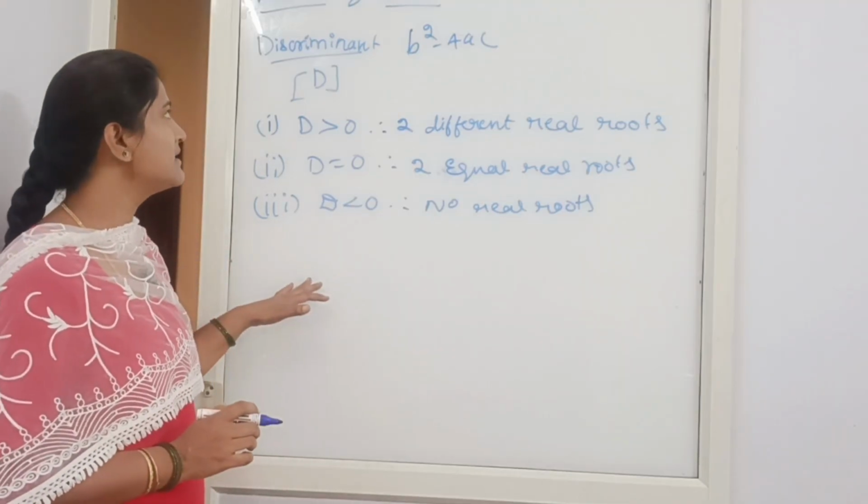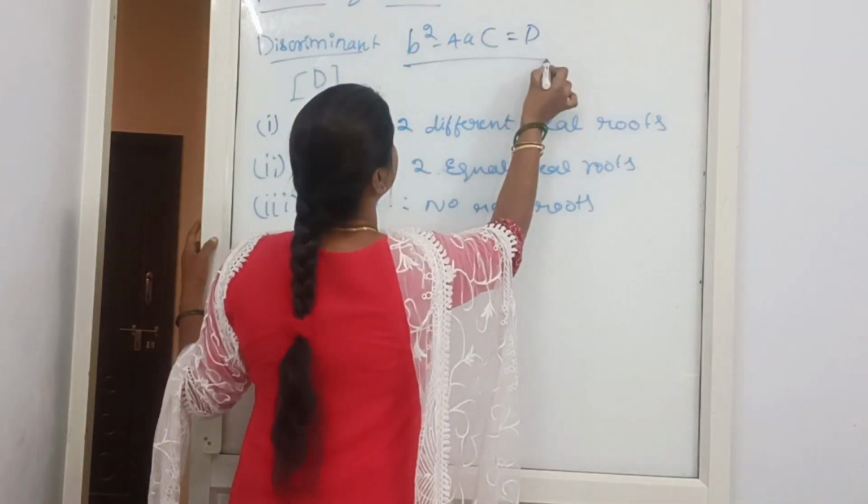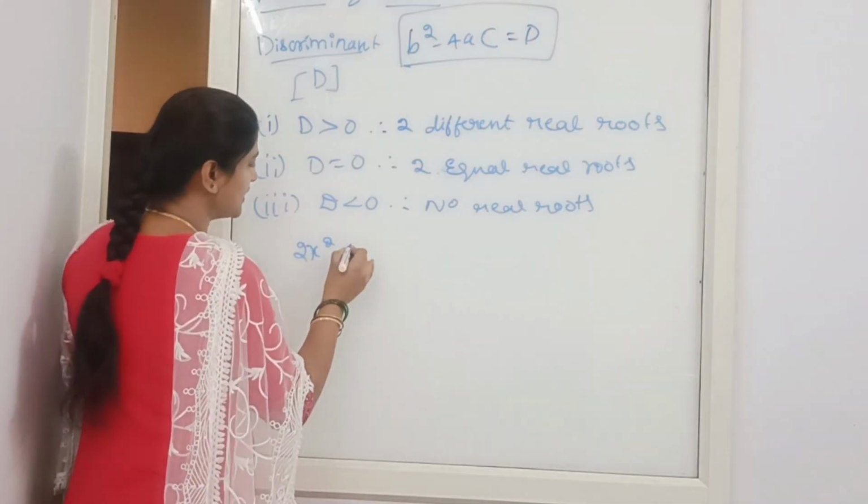Okay. Let us understand this with an example. This is b square minus 4ac. This is represented as D. Let us take one quadratic equation.